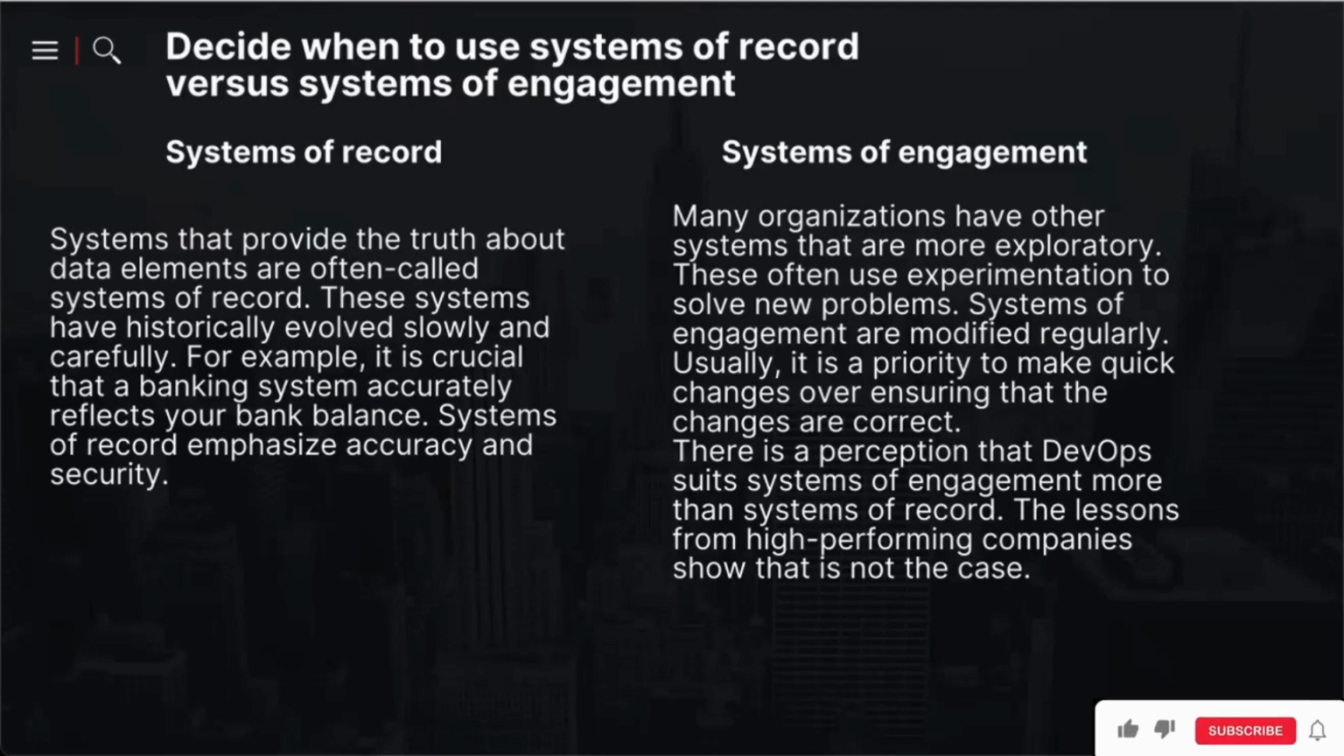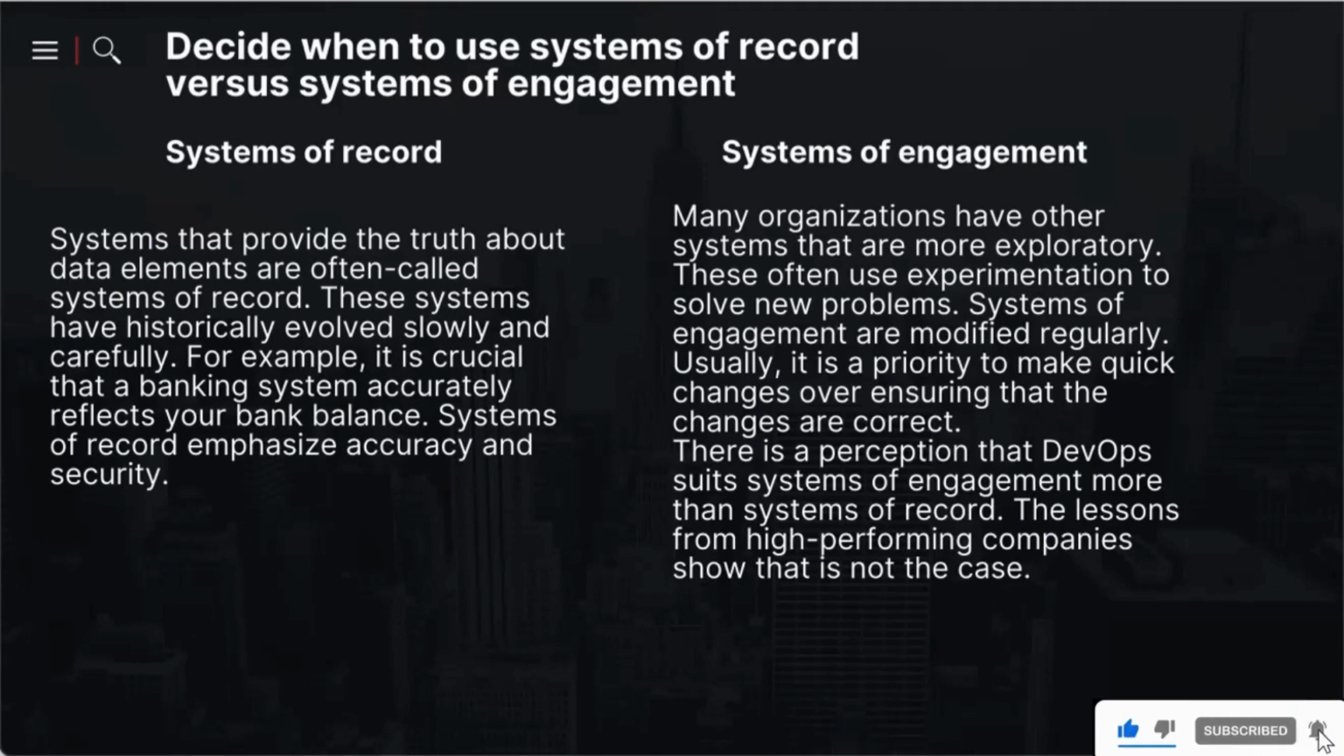So next is when we are going to decide when to use system of record versus system of engagement, right? When selecting systems as candidates for starting a DevOps transformation, it is necessary to consider the types of systems that you operate. Some researchers suggest that organizations often use bimodal IT, the practice of managing two separate coherent models of IT delivery. One is focused on stability and predictability, and the other is on agility. So system of record is written here: systems that provide the truth about data elements are often called systems of record.